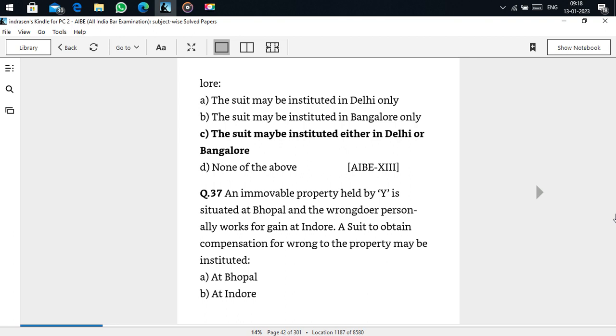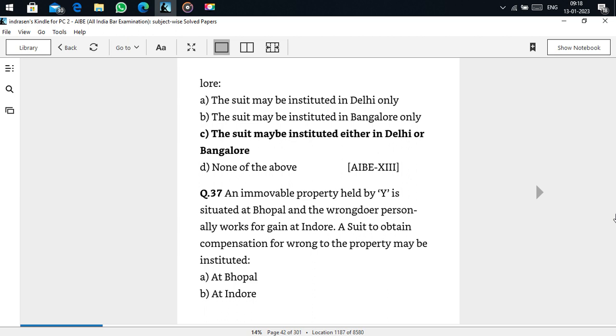An immovable property held by Y is situated in Bhopal and a wrongdoer, Ali, works for gain in Indore. A suit to obtain compensation can be filed at Bhopal or Indore. It's either Bhopal or Indore, he can do it.